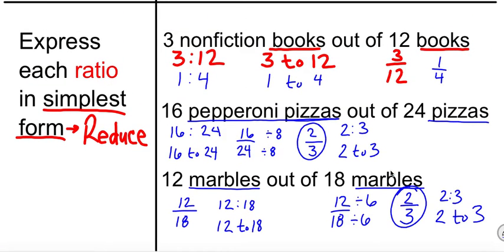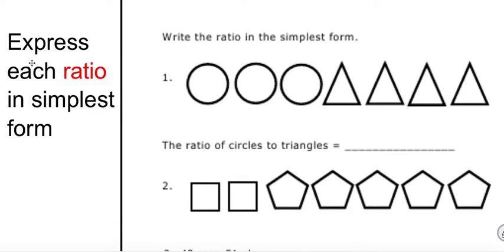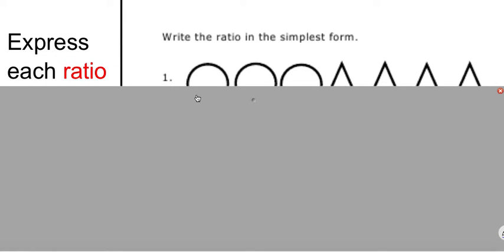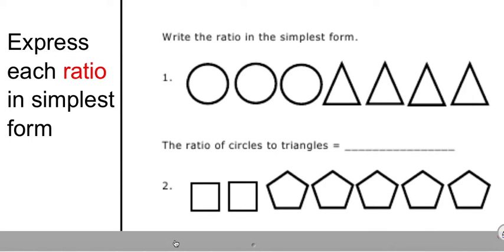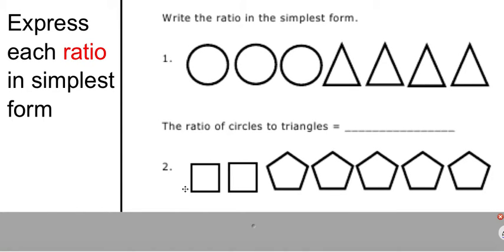All of those are ratios because they are comparing similar units: books to books, pizzas to pizzas, marbles to marbles. We write it in simplest form for our final answer. Ratios. Write each of these ratios in simplest form. Go ahead and pause the screen and then find the answer when everyone is done.